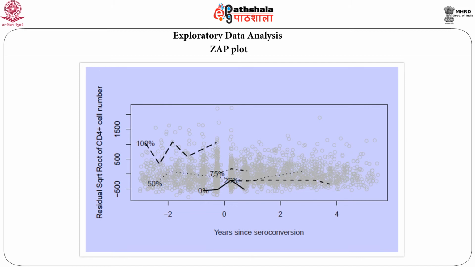Now I have the scatter plot plotted using this plot command, and superimposed on the scatter plot I have the individuals. This is the line for the 100th percentile, this is the line for the 50th percentile, this is the line for the 25th percentile. Now this gives me an idea about the total variation present in the data, how the individuals are varying over time.